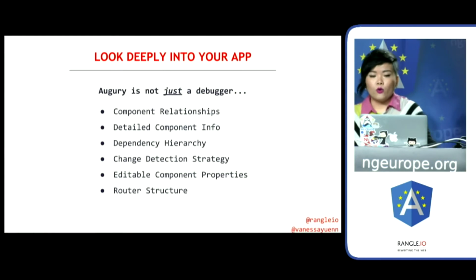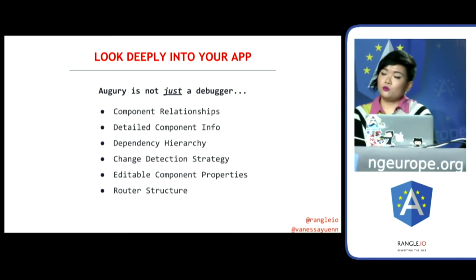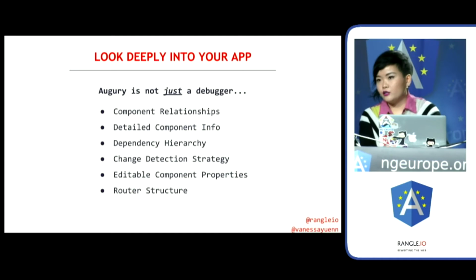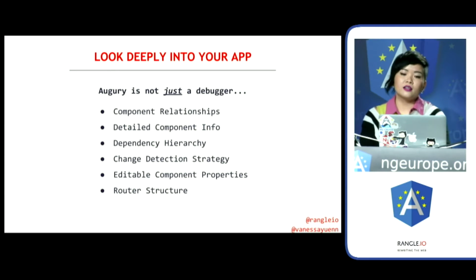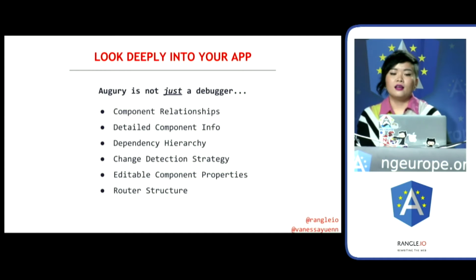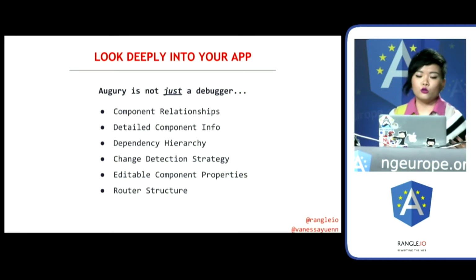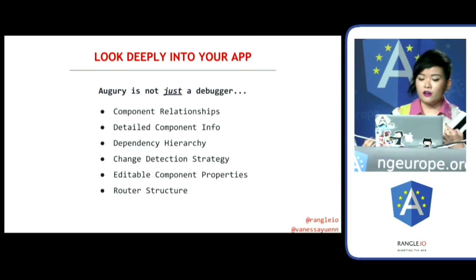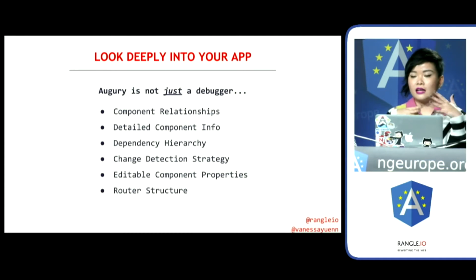So this is where Augury comes in. And that is what I meant when I said Augury is not just a debugger. Sure, you can use Augury to find all these hard-to-find bugs, but the most useful thing that it puts on the table is that it allows you to visualize component relationships, you understand dependency hierarchy, routing structure, and all that. And by understanding how all these elements tie together under the hood of your application, you as a developer will be able to build better and more optimized Angular 2 applications.